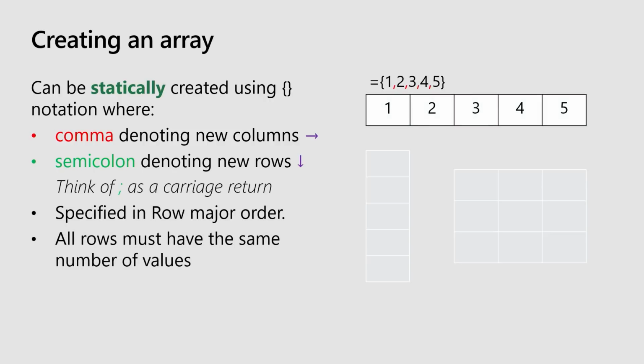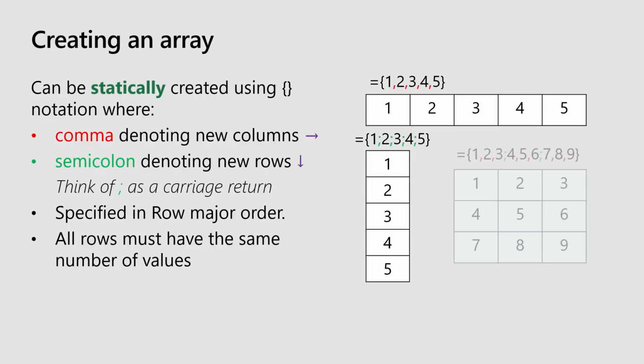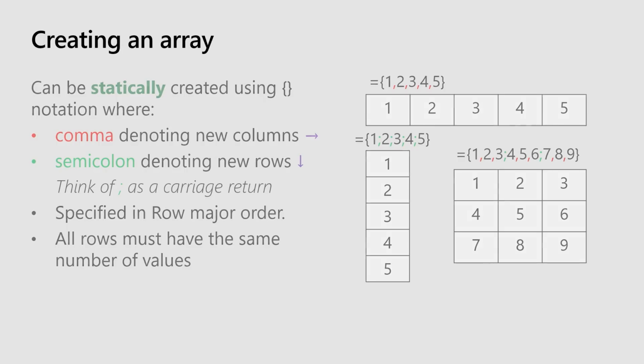So here are some examples. If I go curly braces 1, 2, 3, 4, 5, and I have commas in between, it's going to be a row array. If I use semicolons, it's a column array. And if I use a mixture of commas and semicolons, I can create a 2D array. You have to have the same number of elements on each row. You can't have a jagged array. We don't support jagged arrays.